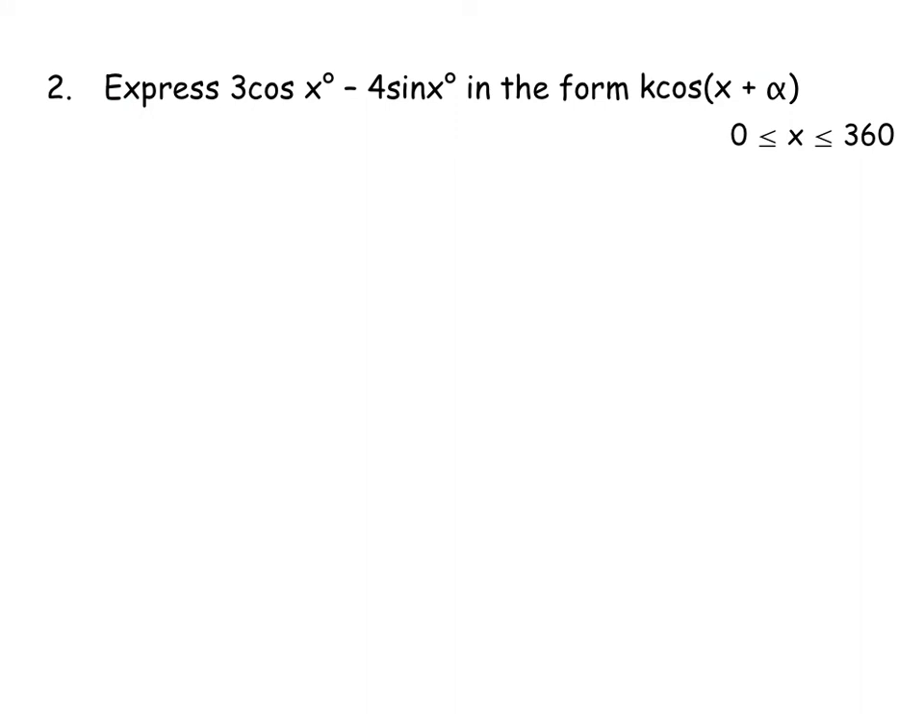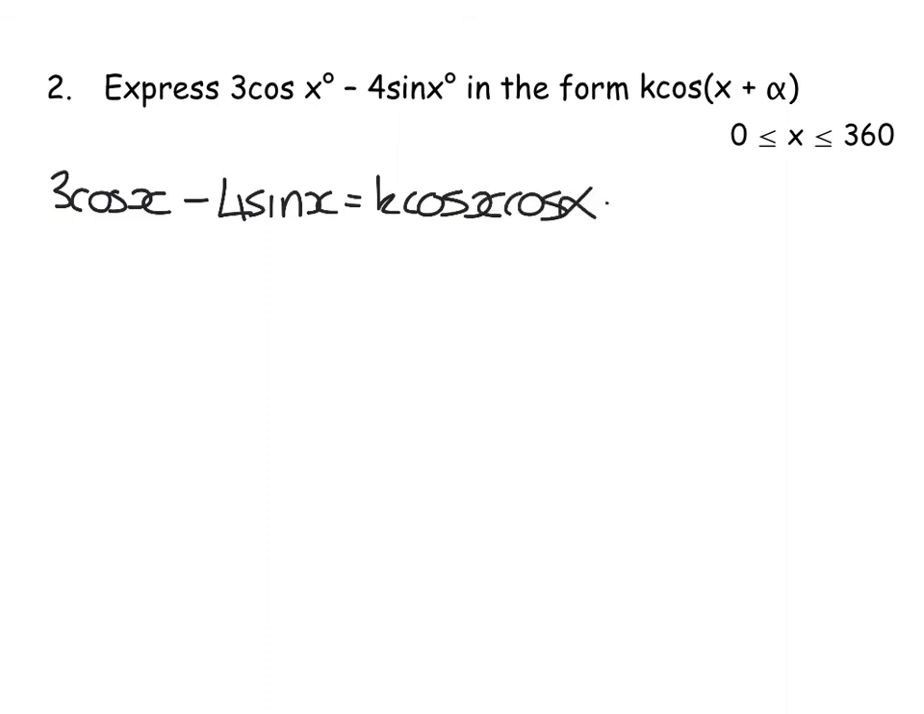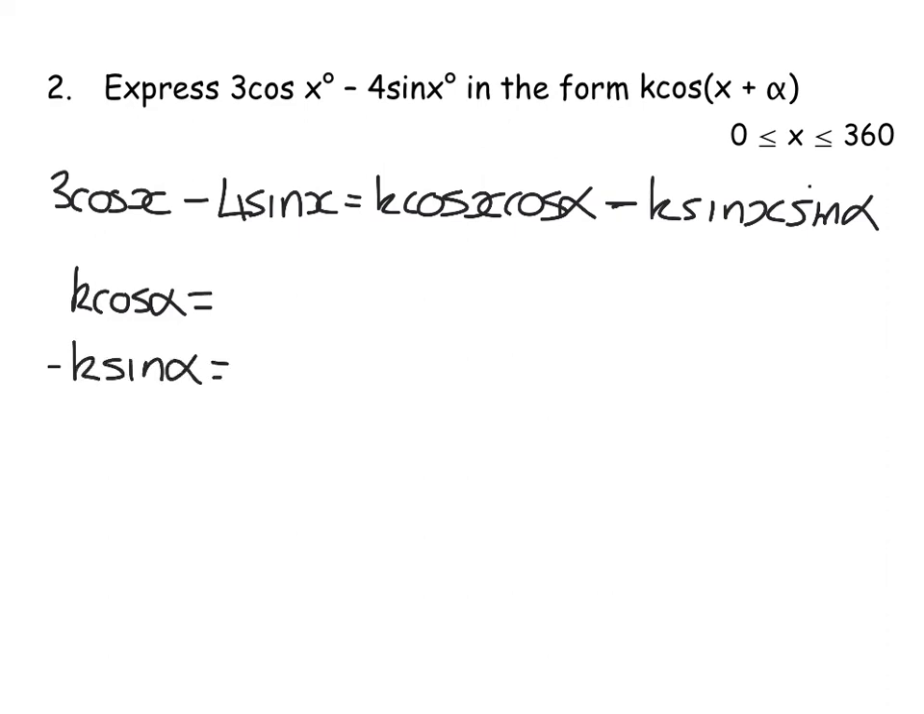Okay, so I'm going to go straight into the expansion again. So we've got 3 cos x minus 4 sin x. So you've got k cos x cos alpha. It's a plus, so we have a minus now. And then we have sin x sin alpha. So we've got k cos alpha equals. And then again, it's going to be a minus sin alpha on this one. So minus k sin alpha equals.